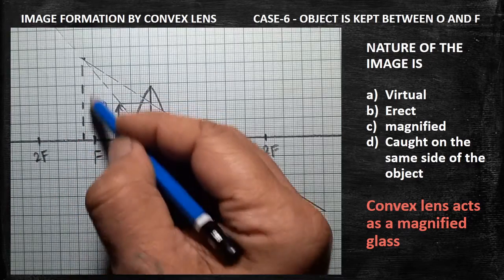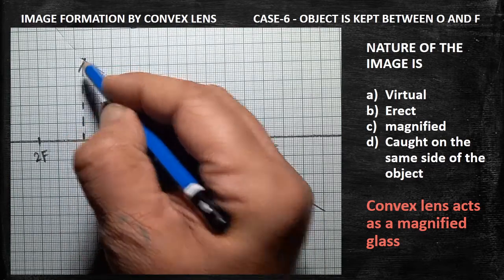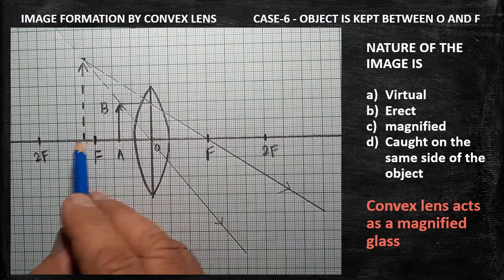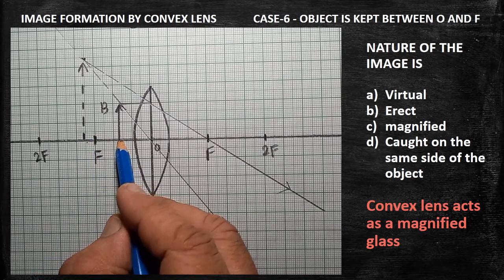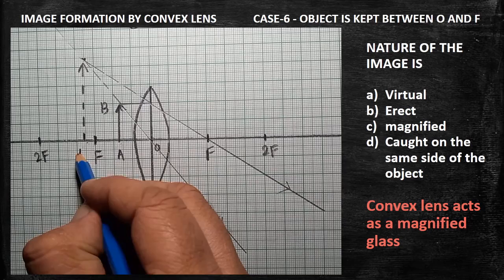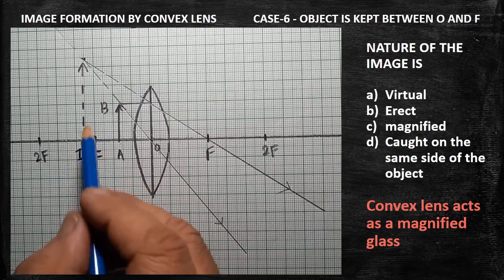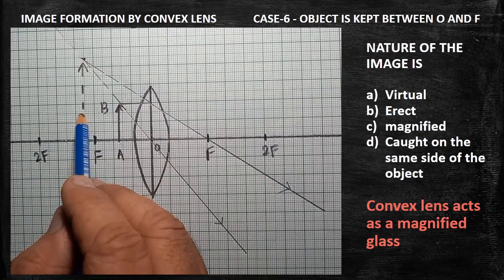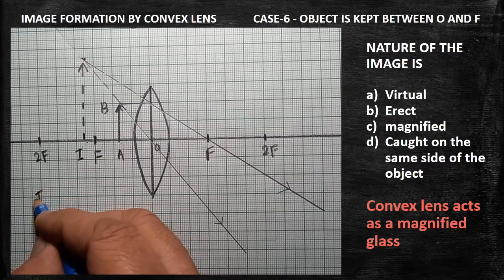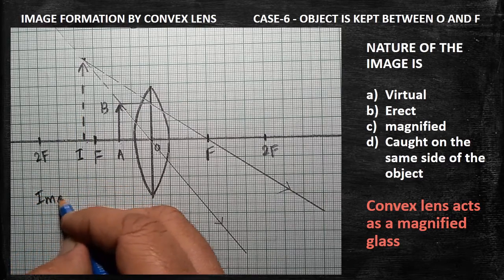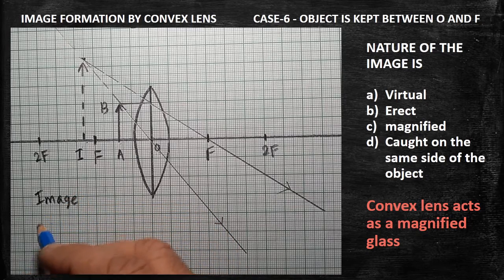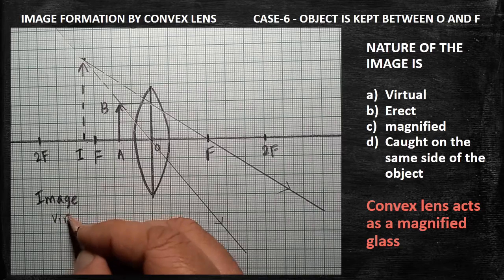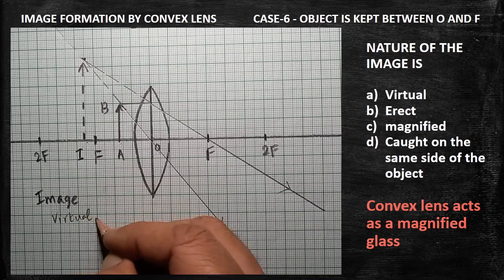The thing what I am drawing is called image. The image is caught on the same side of the object. Object is here, very close to the object, image is caught. Are you clear? Why have I drawn the dotted line? The image cannot be caught on the screen. Since the image is not able to be caught on the screen, the nature of the image is called virtual.